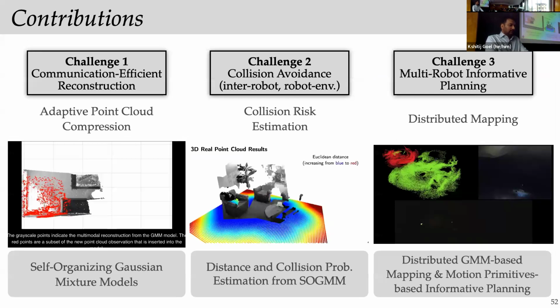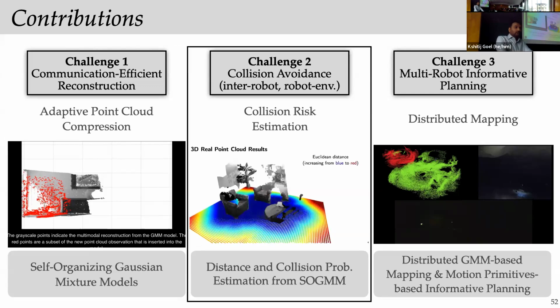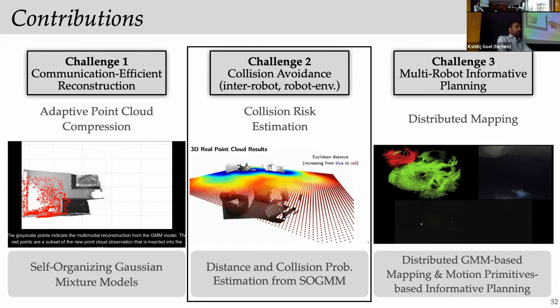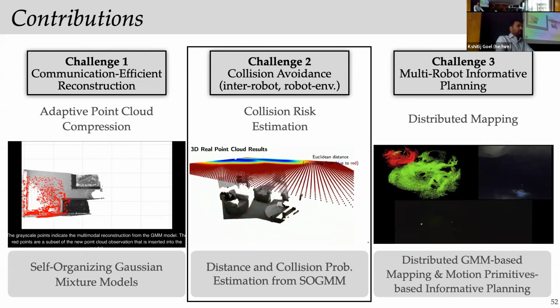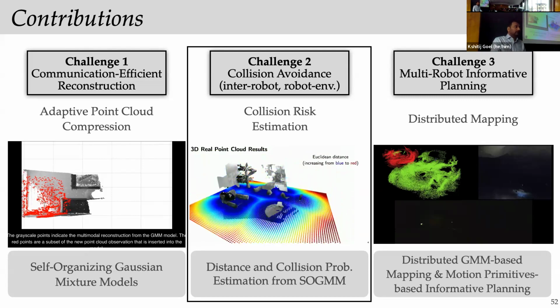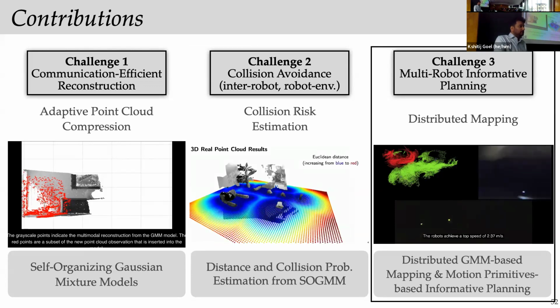To this end, this thesis contains 3 contributions. First is self-organizing Gaussian mixture modeling, which presented an adaptive point cloud compression model, where the spatial and intensity reconstruction accuracy is much higher than prior works. Second was the collision avoidance approach, where the robots were constrained to avoid collisions with each other and the environment via the GMM-based approach. And lastly, we used the same representation to enable distributed mapping and informative planning.